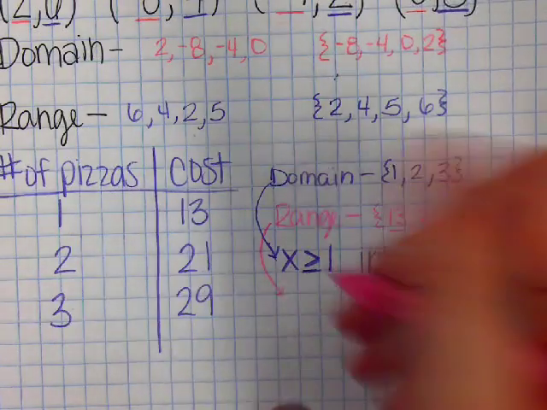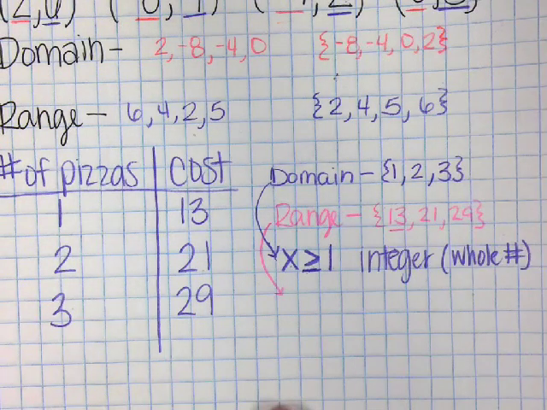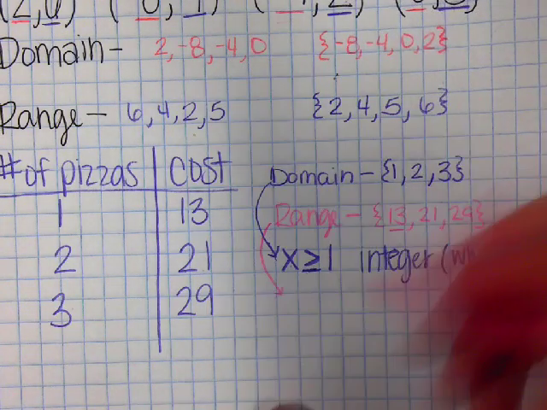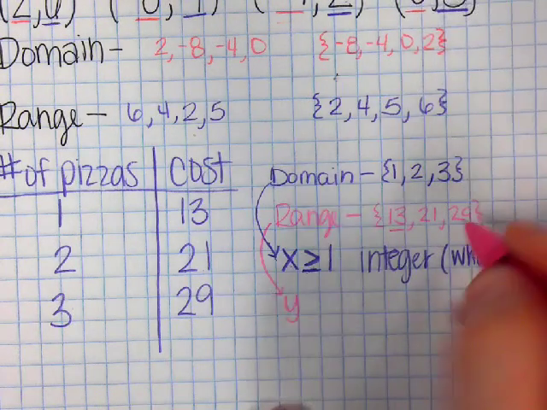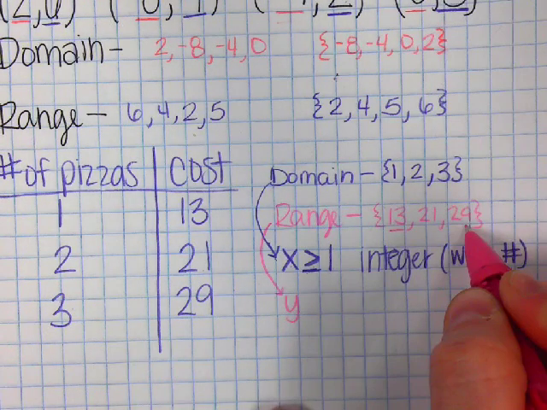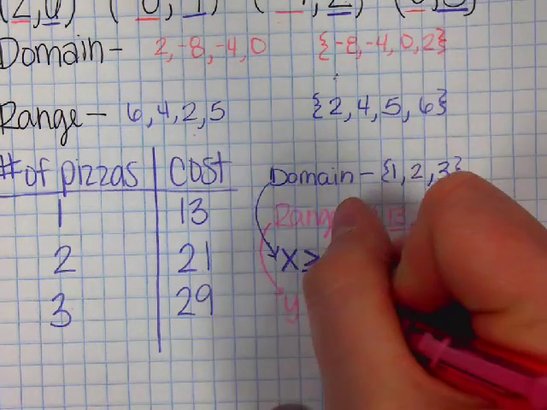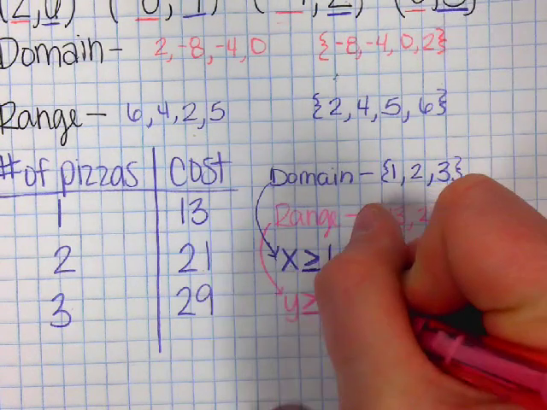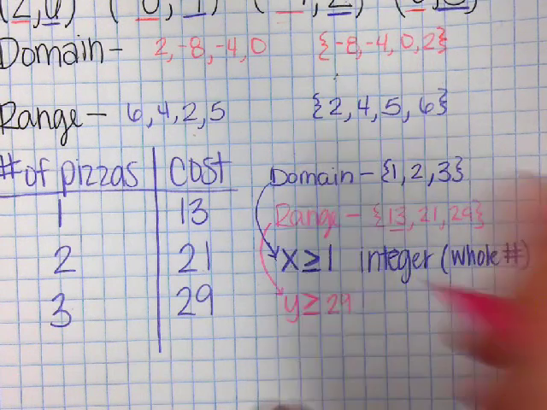What's the lowest you can spend on that pizza? Or did they tell you what you can spend? So 13 is the lowest. What is the largest? 29. So 29 is just the highest they said, but if I ordered 4 pizzas, then my price would be higher than that. So you would again just say y is any number greater than 29.